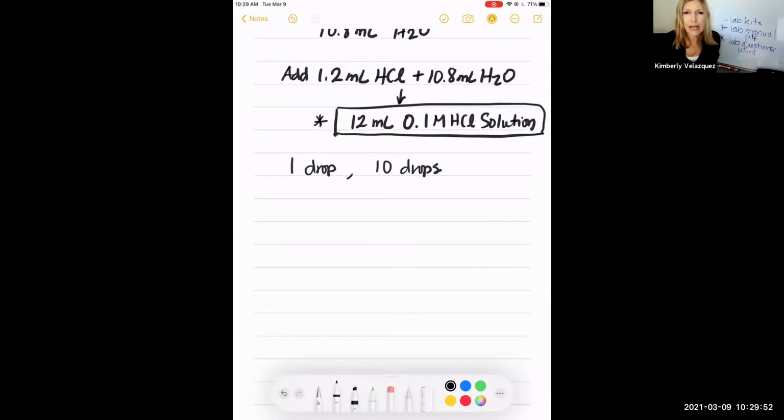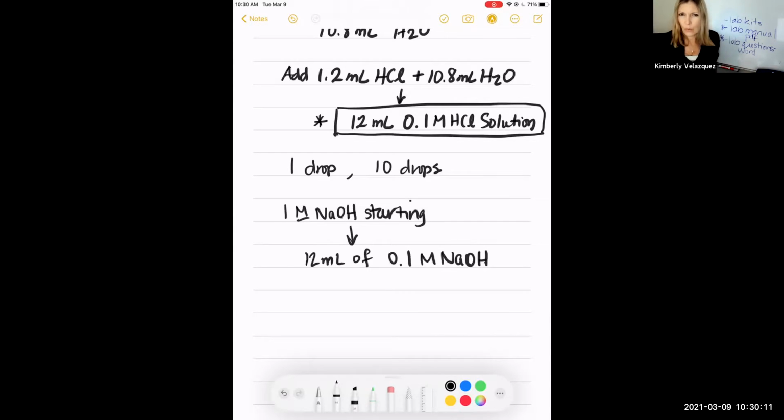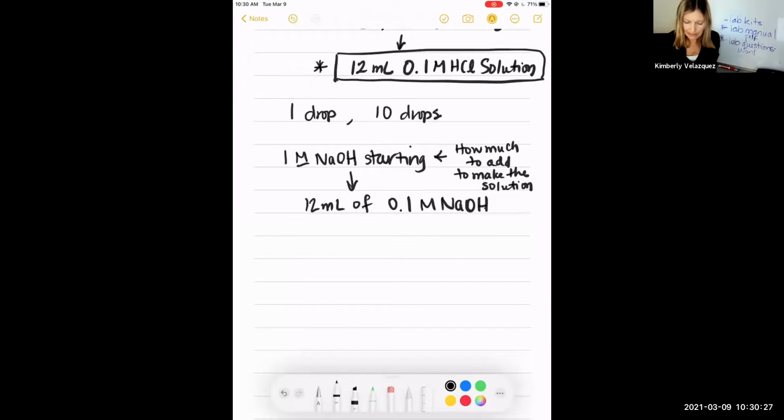Okay, so exact same thing for the sodium hydroxide. You're starting with 1 molar sodium hydroxide. Okay, and you need to get to 12 milliliters of 0.1 molar sodium hydroxide. So what you need to know is how much of this to add to make the solution. And we calculate that using that same exact formula. So molarity initial, volume initial equals molarity final, volume final.